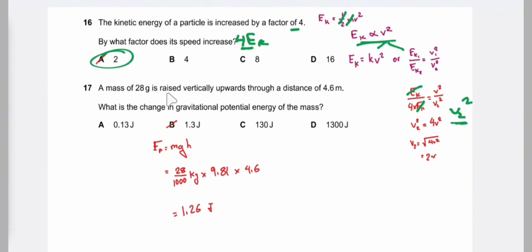17. A mass of 28 gram is raised vertically upward through a distance of 4.6 meter. So the vertical height is 4.6 meter. What is the change in gravitational potential energy of the mass? So gravitational potential energy is equal to mass into gravitational field strength into height. We need to convert the mass to kilogram, and the gravitational field strength is 9.81 and the height is 4.6 meter. So the gravitational potential energy comes to be 1.26 joule, that is 1.3 joules.